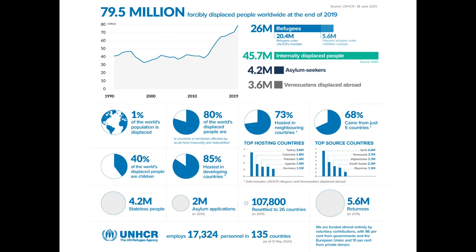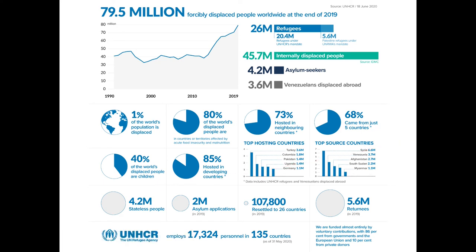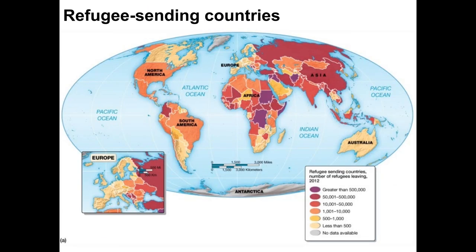The UN High Commissioner for Refugees has a really cool webpage with this nice infographic. So you can see over time, the numbers of migrants jumping dramatically. 80% of the world's displaced are in countries affected by acute food insecurity or malnutrition. 4 million stateless people. 3 million Venezuelans, 4 million asylum seekers, 45 million internally displaced people.